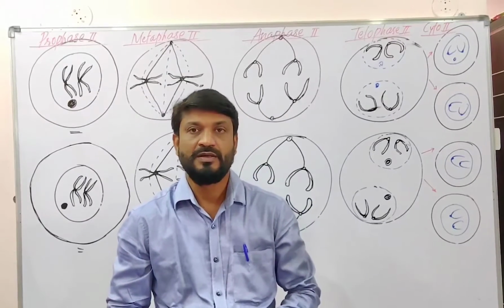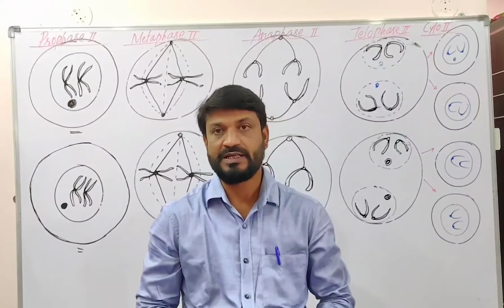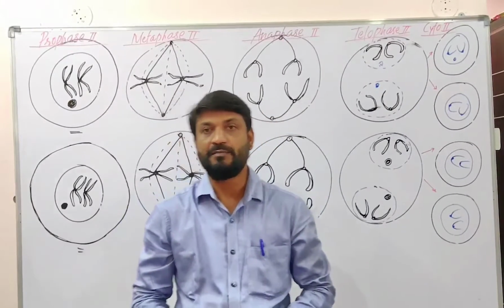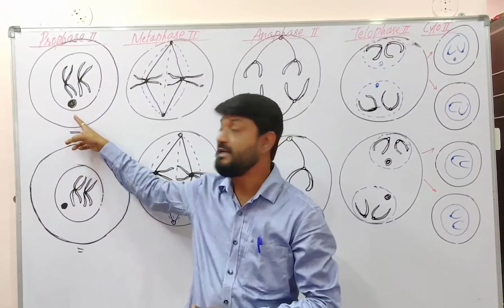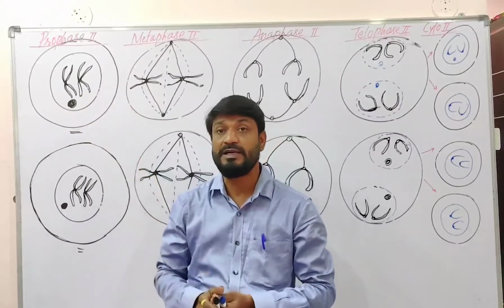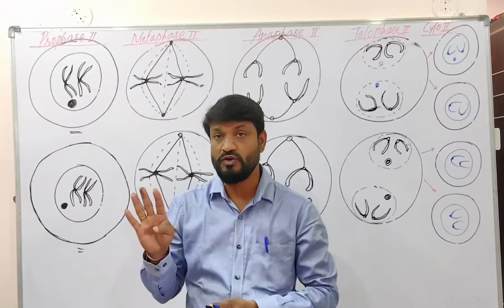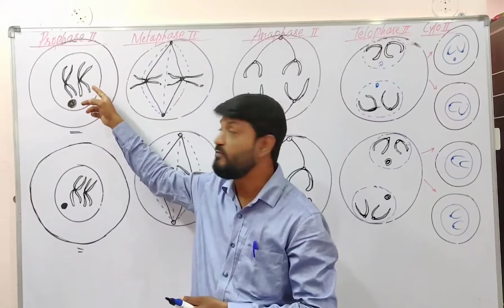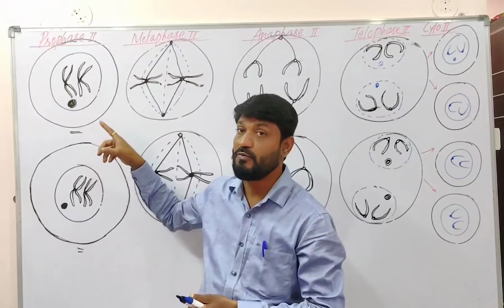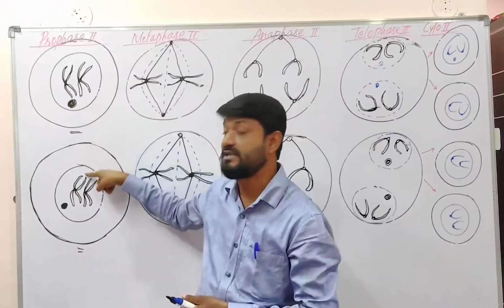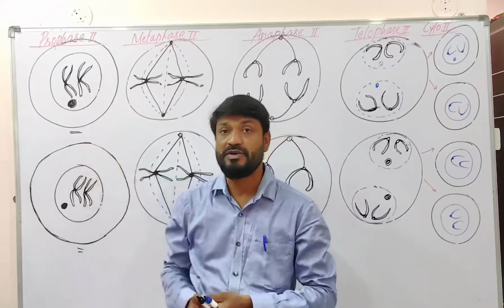Hello students. So today we are going to study meiosis 2. We already discussed meiosis 1 and we know the result of meiosis 1: from one cell there is formation of two daughter cells, and in each daughter cell the chromosome number is reduced to half. The parental cell consists of a total of 4 chromosomes, and after meiosis 1 two daughter cells are formed from one parental cell, and the number of chromosomes was reduced to 2 in each cell from 4. So that was the result of meiosis 1.